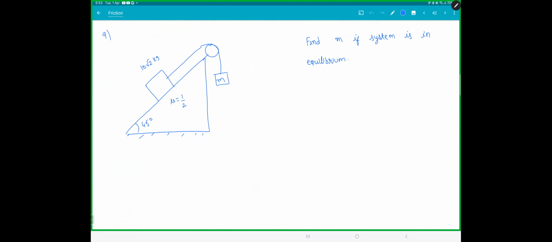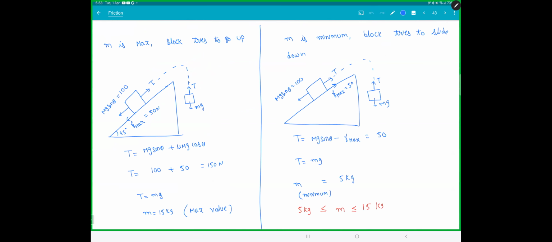This problem, if you remember, we had a block on an incline and we had another block hanging on the other side. And the question was find the mass m so that this 10 root 2 kg block is at rest. And then if you see here also we had cases. If the block m is too light, then what will happen? The block will try to slide down. If the block m is very heavy, then this thing will try to come up. So you get an answer between 5 and 15 kg.